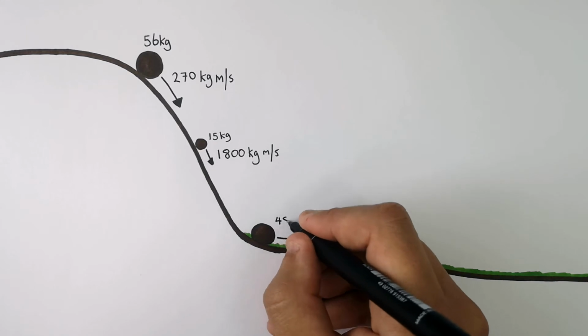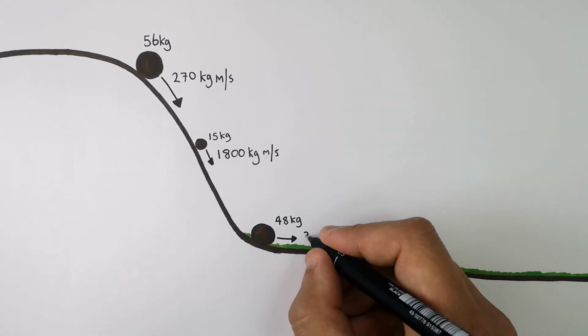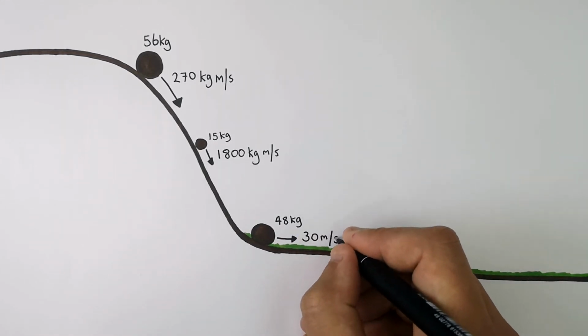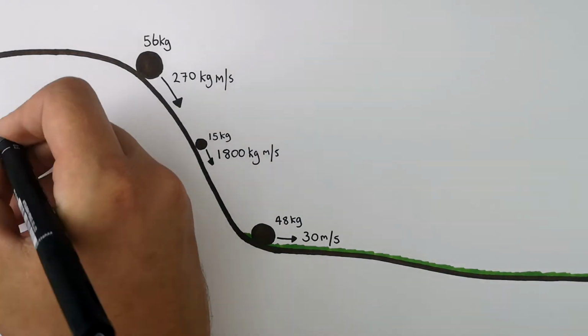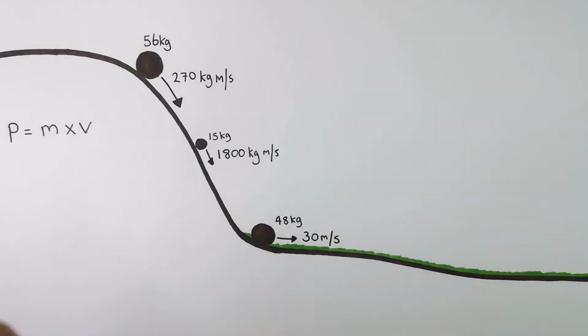And this rock has a mass of 48 kilograms with a velocity of 30 meters per second. So now let's recall the equation. P equals m times v. Momentum equals mass times velocity.